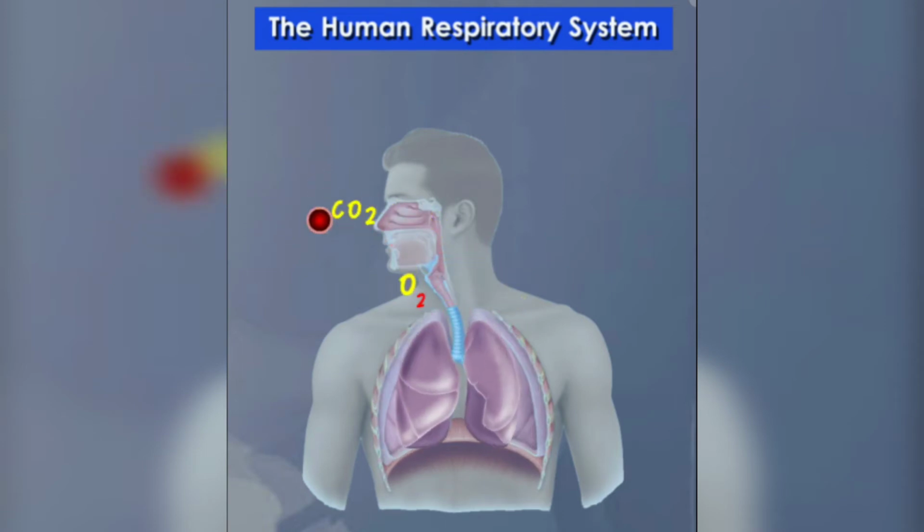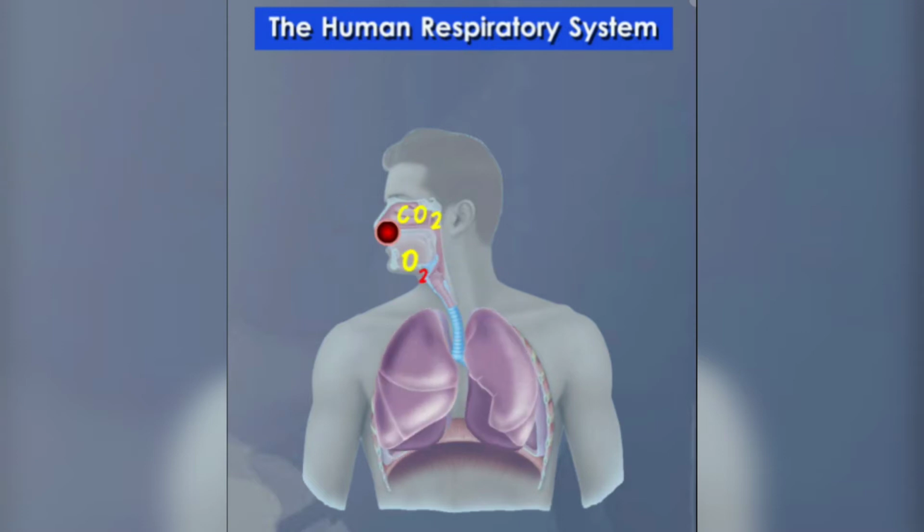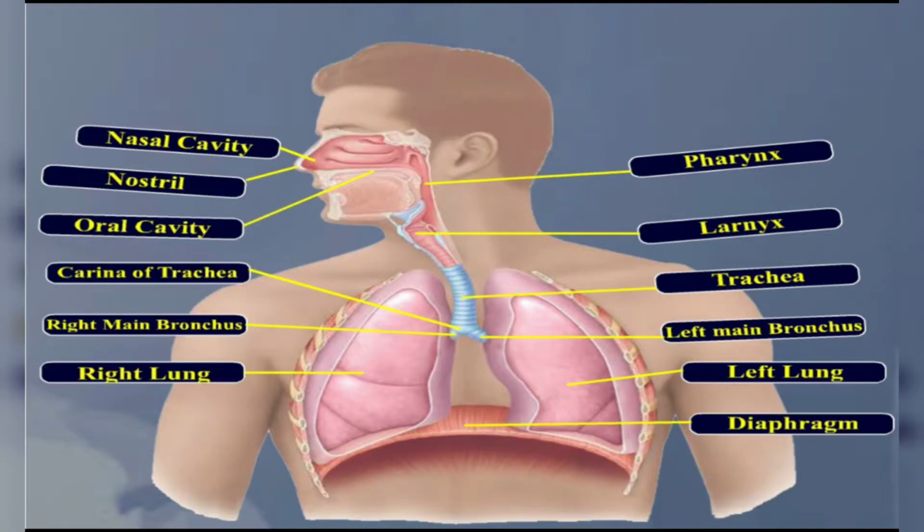So today we are going to discuss the various organs that are helping us to respire, and we will be seeing their functions and their anatomy. So let's start. These are the organs for breathing in human beings that you can see on your screen.